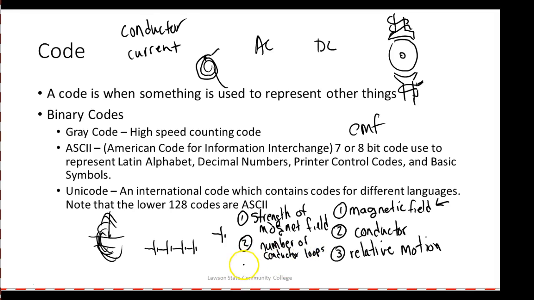And then what's number 4? The speed of the motion. And that's the way we say, this is why we get AC when we spin a conductor through that, is that your magnetic lines of force are moving like this.